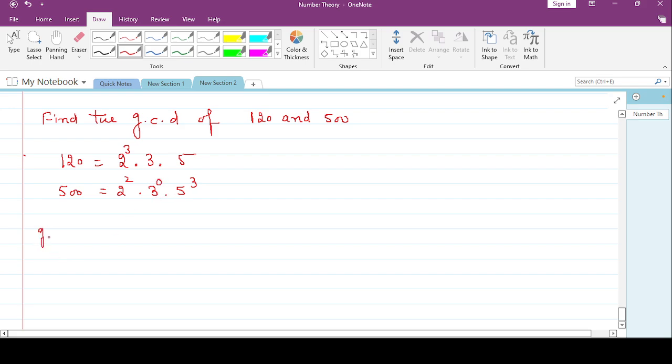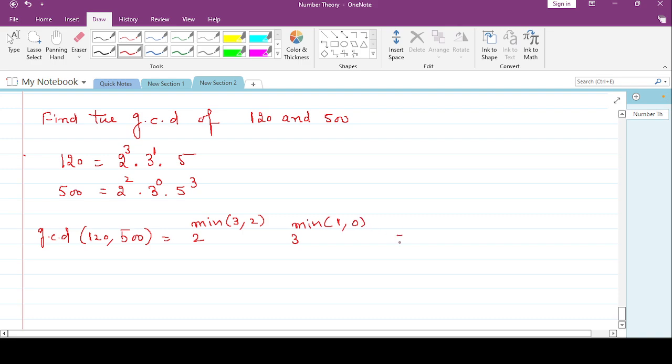Now GCD of 120 and 500, what is it? It is 2 raised to the power minimum of 3 and 2, 3 raised to the power minimum of, what is the power here? Power here is 1 comma 0.